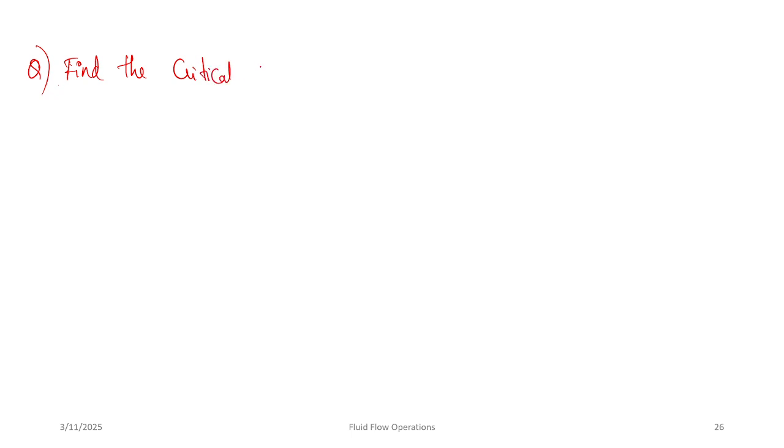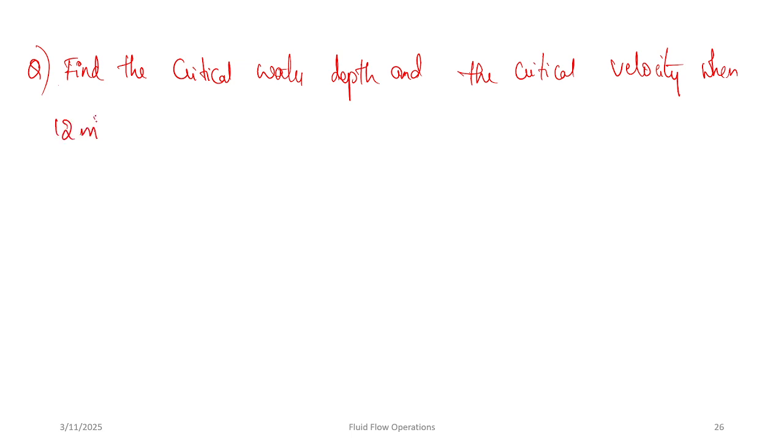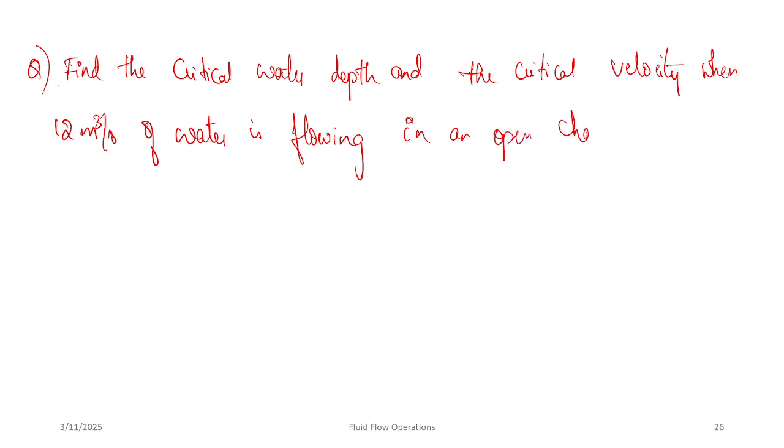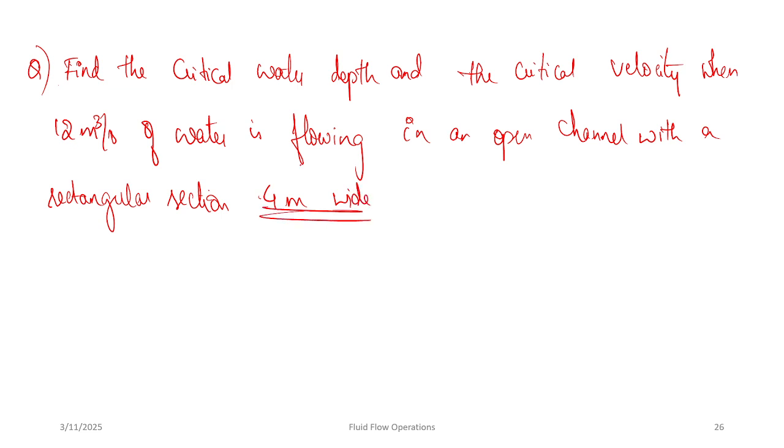Find the critical water depth and the critical velocity when 12 meter cube per second of water is flowing in an open channel with a rectangular section 4 meters wide. So that means this is the width of the channel.